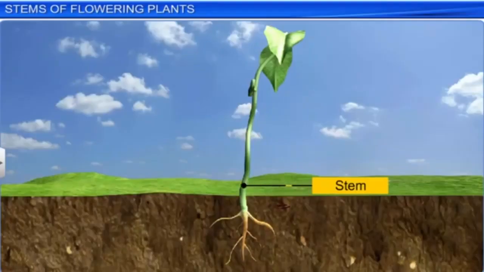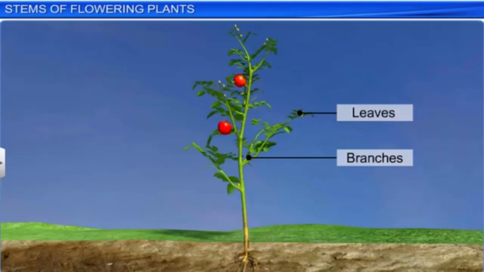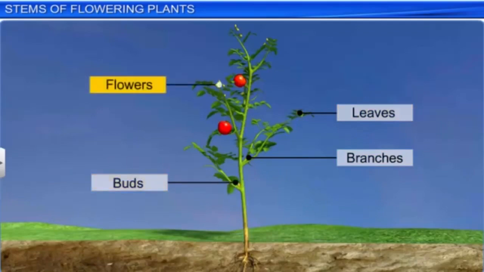It develops from the plumule of a germinating seed. It is the main axis or stalk of a plant. It is usually green in color when young and slowly turns brown. The stem bears branches, leaves, buds, flowers, and fruits.